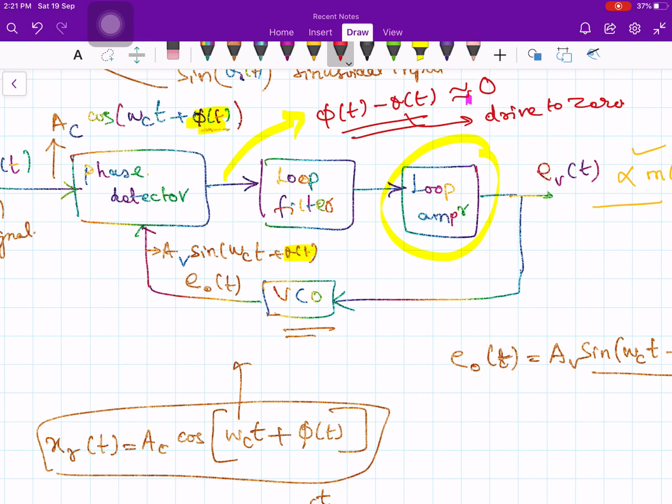So suppose that happens; we have to discuss whether that happens or not. Let us assume it does. Basically what we are saying is this theta of t will try to follow phi of t. If the difference is equal to 0, what does it mean? Phi of t is equal to theta of t. That means your theta of t will try to follow phi of t.